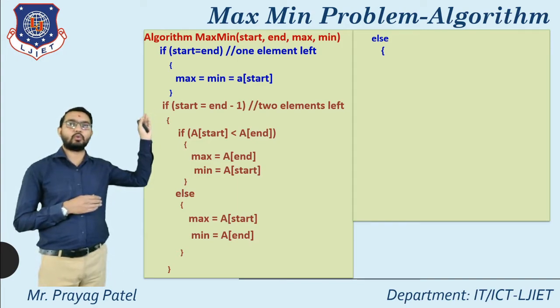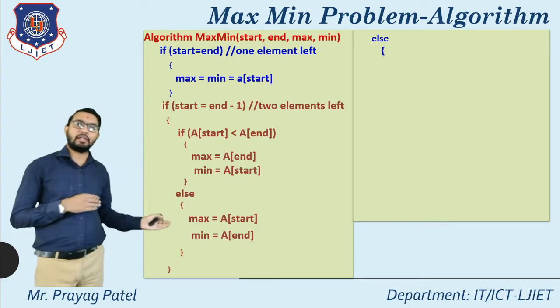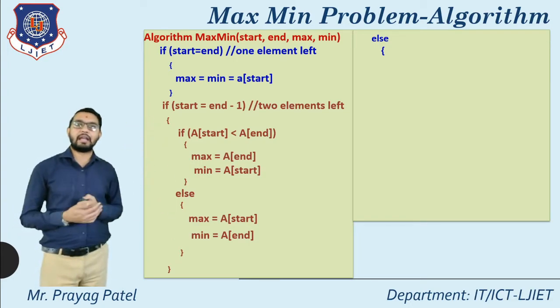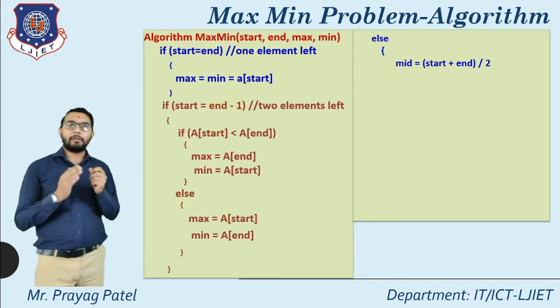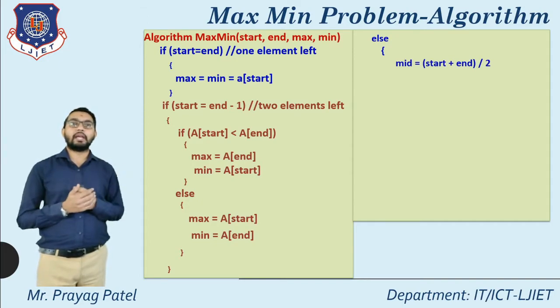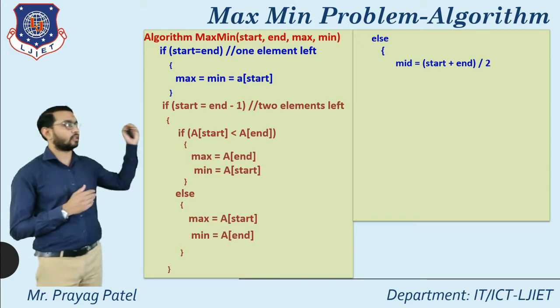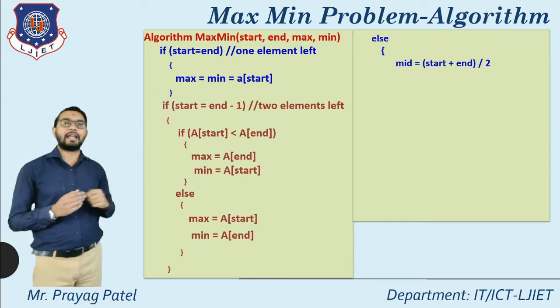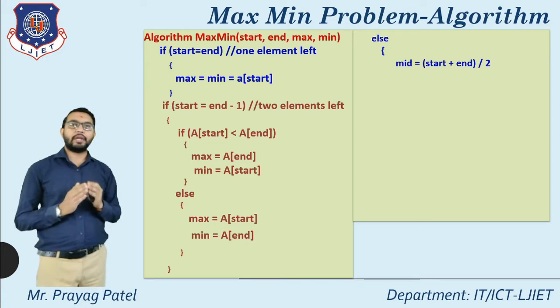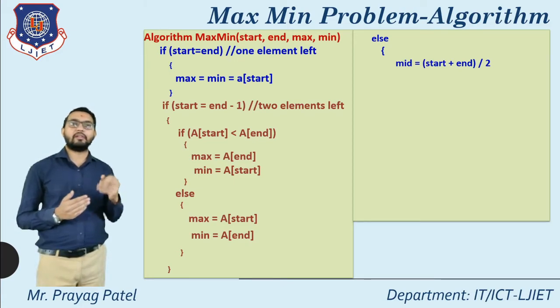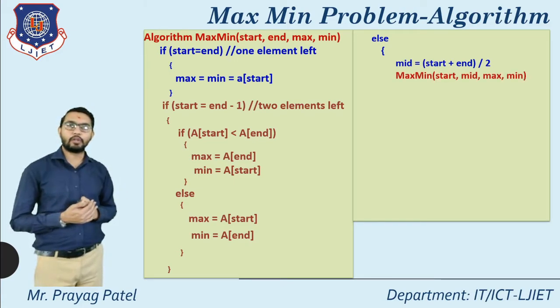Now next step of the algorithm, consider as else part of this if. If start equal to end minus 1, then we can consider the following things. After that, consider the else part. In else part, if we have more than two elements, then what we can do? We divide this problem into subproblems. So this process will be done in this else part. So middle point, mid equal to start plus end, divide by 2. So we find the middle position.